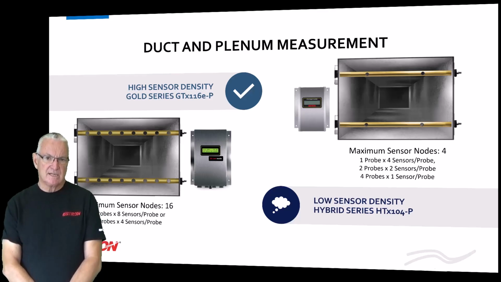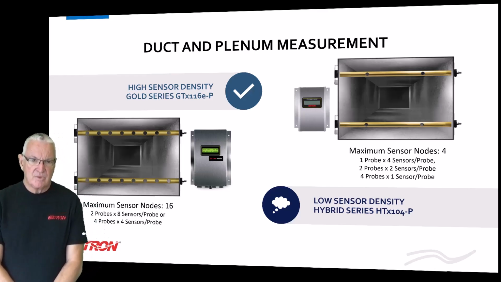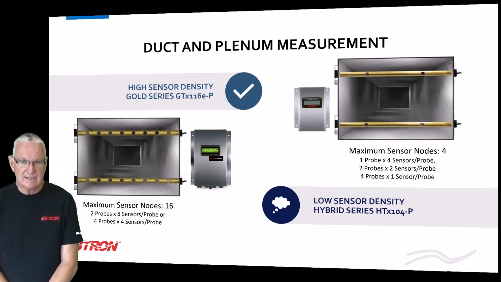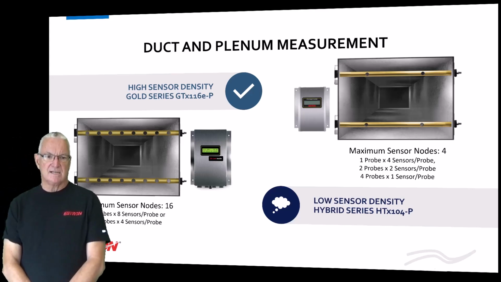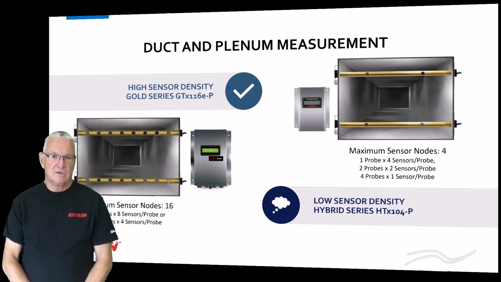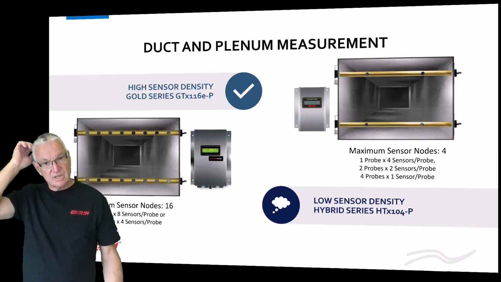The Gold Series is what we sell more of than anything else, and it's basically probes that can handle a total of 16 sensor nodes in several configurations. In HVAC, we don't have a lot of room to measure airflow rates, so typically more sensors is better for out of the box accuracy. So that's what the Gold Series is.